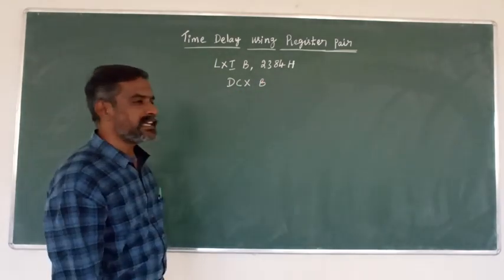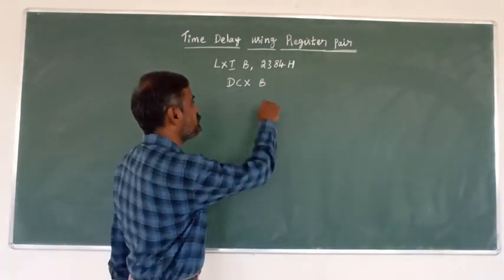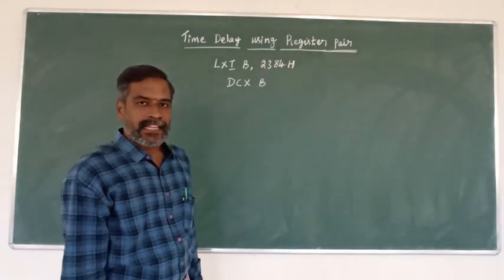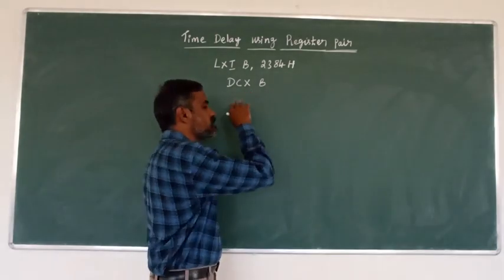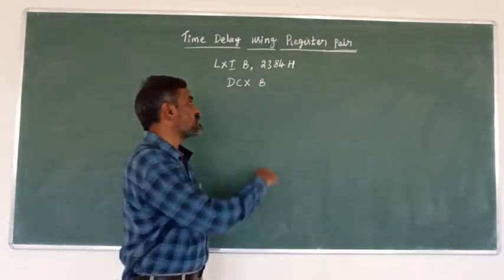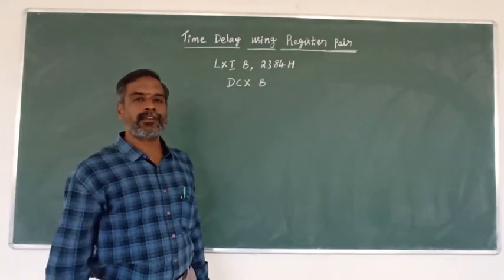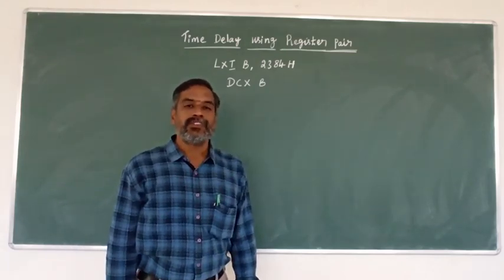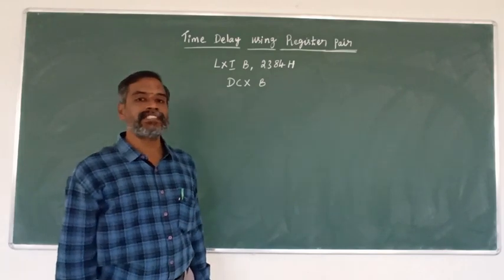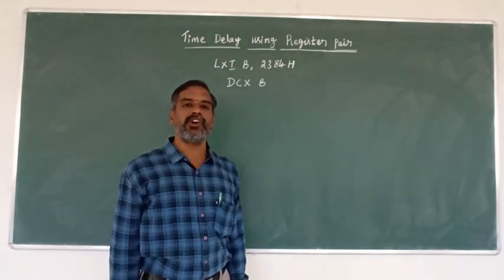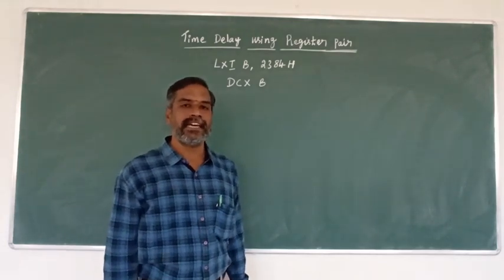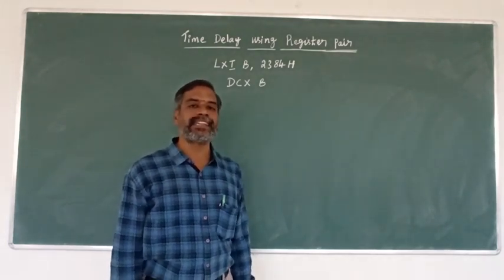first we have to decrement the BC register pair content. DCX B means it will decrement to 2383. Now we have to check whether it is 0 or not. This is for 16 bits. In the microprocessor, there is no instruction to check whether a 16-bit register pair content is 0 or not. Using JNZ, it will check only 8-bit register content.